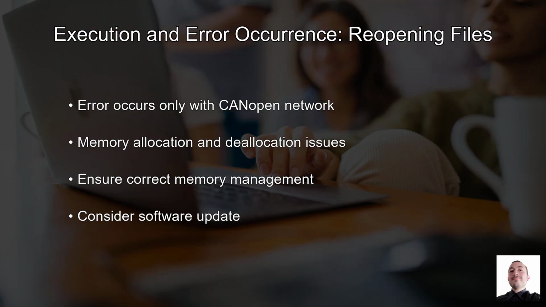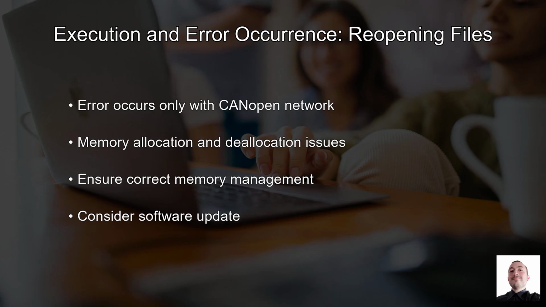Now, let's delve into the error that occurs when reopening the SP2 file. This error is particularly perplexing because it only surfaces when a CANopen network is present. Imagine the software as a meticulous librarian. When you save and reopen a book, it expects the contents to remain unchanged. However, in this case, the librarian finds discrepancies, leading to the error.